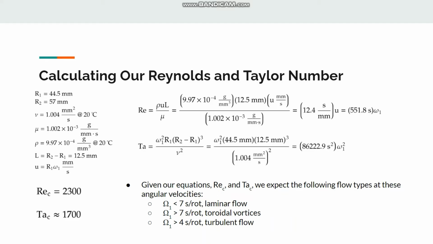Given the critical Reynolds and Taylor numbers of 2300 and 1700 from two academic studies from Princeton and Cambridge, we found the necessary angular velocities to achieve the different flow patterns were as follows. When the inner cylinder is spinning slower than 7 seconds per rotation, there is circular Couette flow. Faster than 7 seconds per rotation, toroidal vortices begin to form, and above 4 seconds per rotation, the flow becomes turbulent.